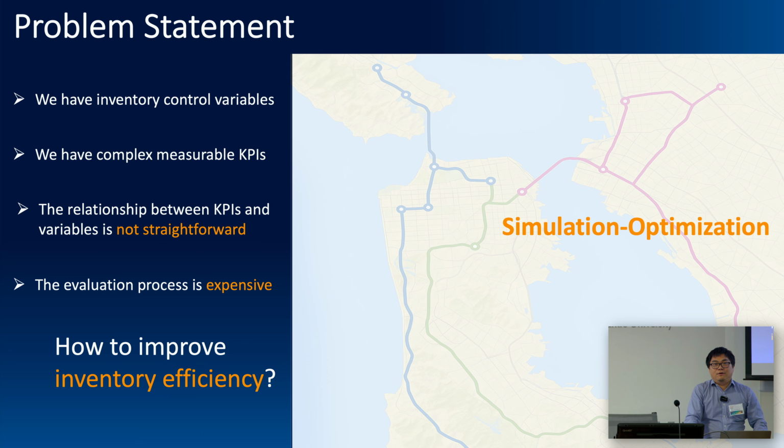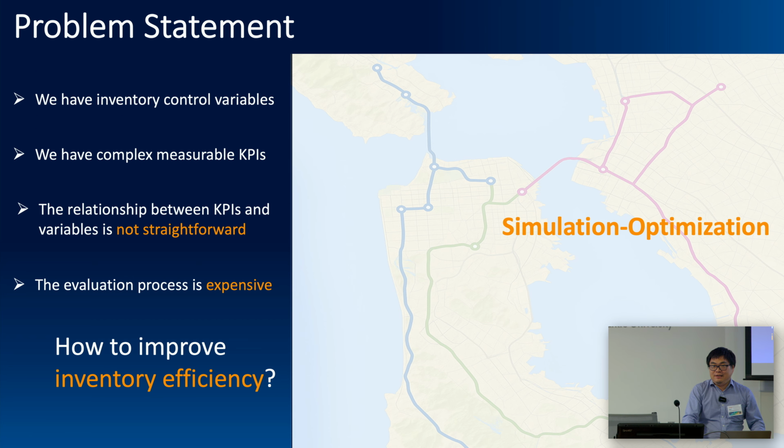They can involve revenue, inventory costs, and service level. The relationship between them is not straightforward. It's not linear, and different business partners may have different objectives to choose. Also, the evaluation process is expensive. You don't want to just set a setting and test it directly at your store, because it can have real impact.